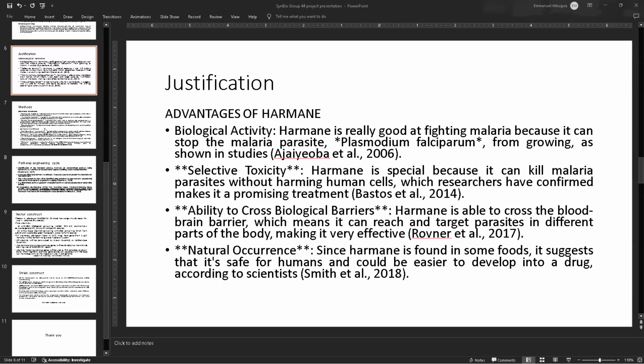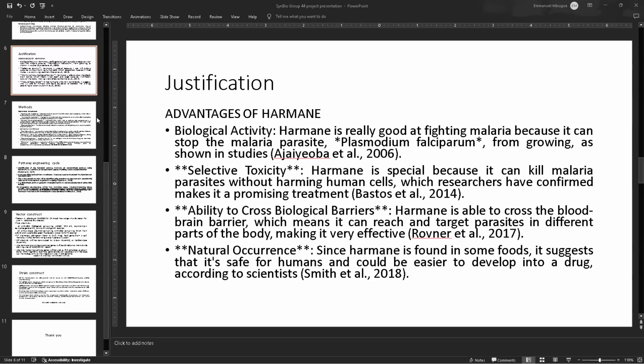So the advantage number one is its biological activity. Amine is good at fighting malaria because it can stop malaria parasites from growing. Number two, selective toxicity. Amine is special because it can kill malaria without harming cells.